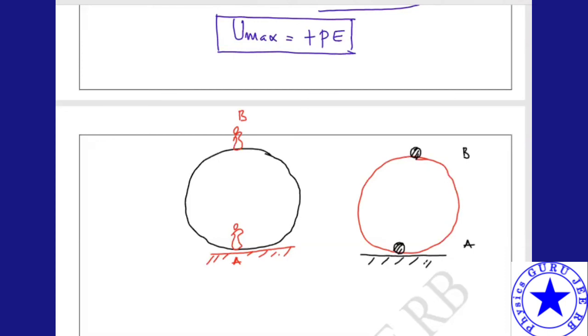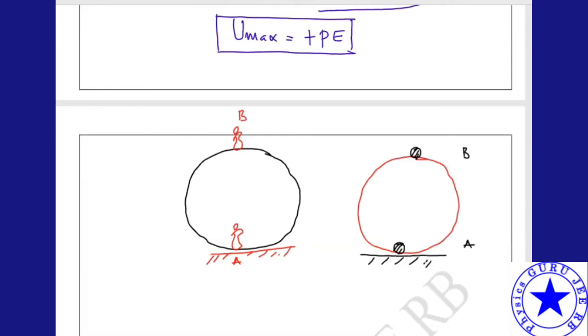Which is stable, A or B? Anybody? A or B? So A is stable, B is unstable. So what is the meaning of it? Most of them are unable to give their answers.